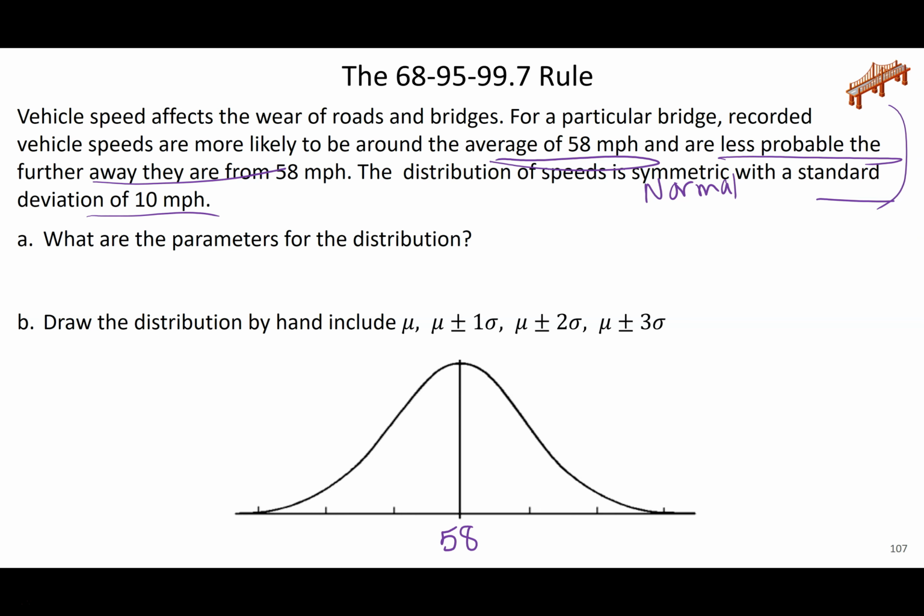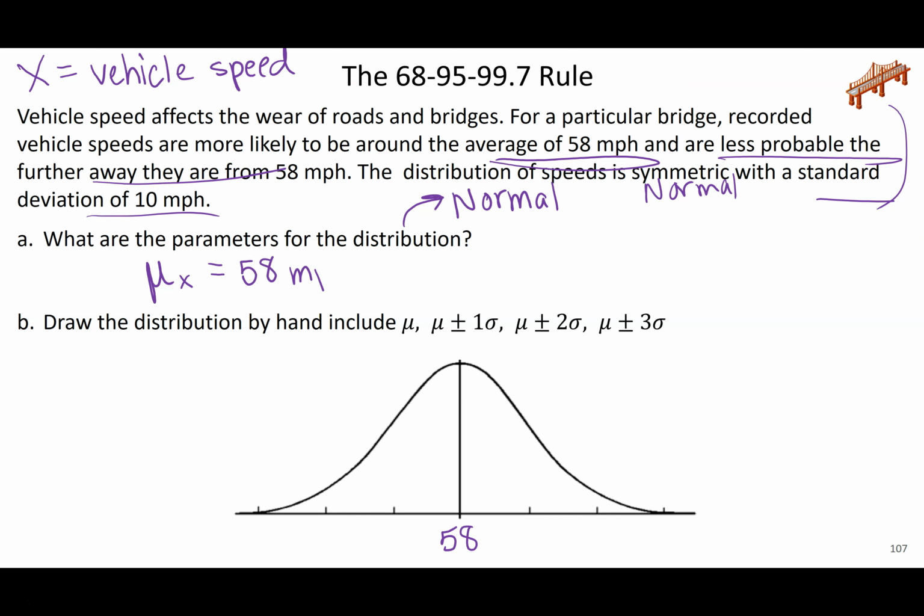So it's going to ask us what are the parameters for the distribution. So we're assuming it's a normal distribution. So that means we need mu, and I'm going to even write mu of x, because x is vehicle speed. So mu is going to be that 58 miles per hour. I like to label the units here. Sigma of x here, that's going to be that 10 miles per hour.